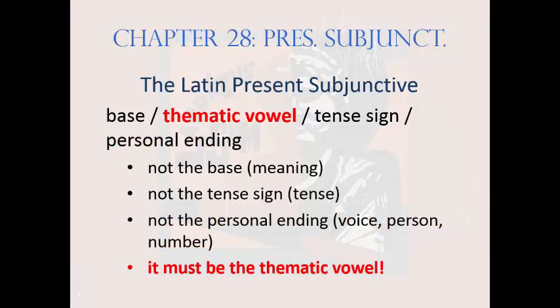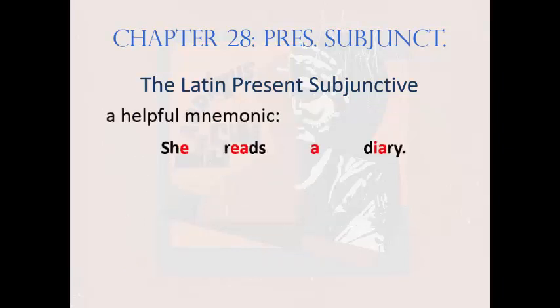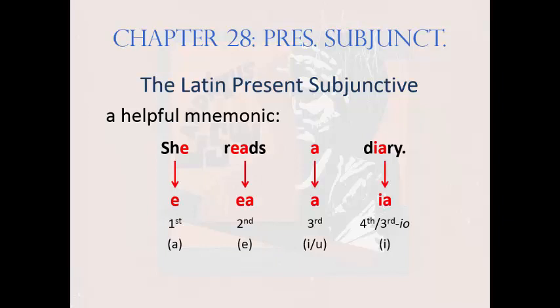So, that must be it. The thematic vowel changes to indicate the subjunctive. But how? Just make the thematic vowel sound different. Here's a great, easy way to remember how the Romans did it. "She reads a diary." Each of the vowels in the English sentence is the same as the subjunctive vowel used in each of the Latin conjugations in order. E for first, ea for second, a for third, and ia for third io fourth.